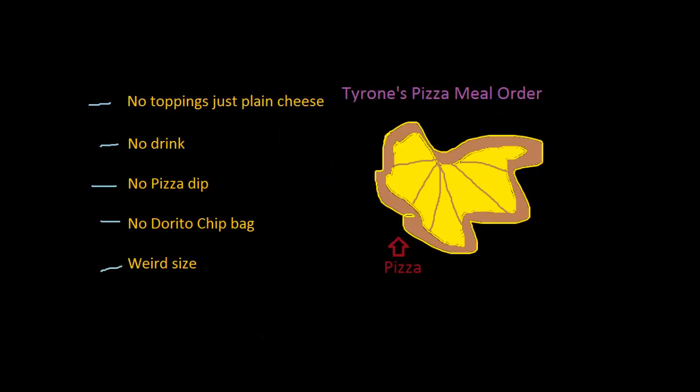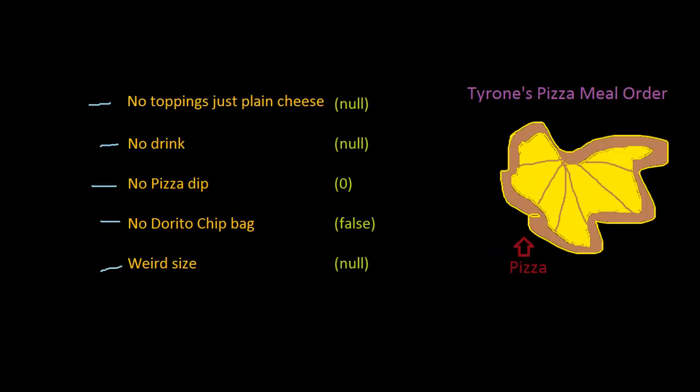So Tyrone's pizza order sucks. So let's see why it sucks. There's no toppings at all. There's no drink. There's also no pizza dip, no Dorito chip bag, and it comes in this really weird size as well. So looking at his pizza, it looks like the pizza store gave Tyrone the values of the default constructor that was automatically created.